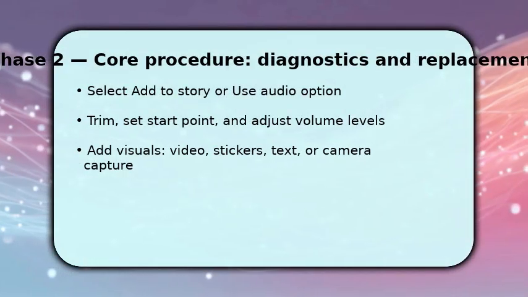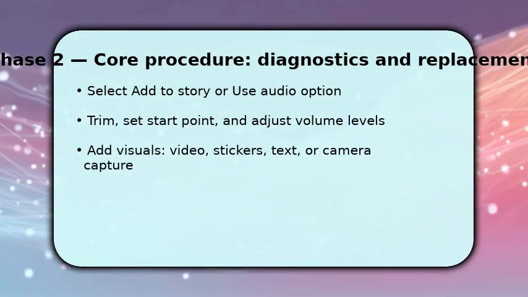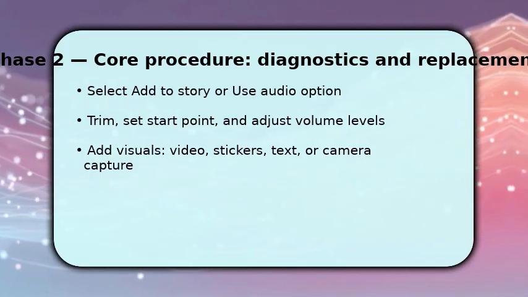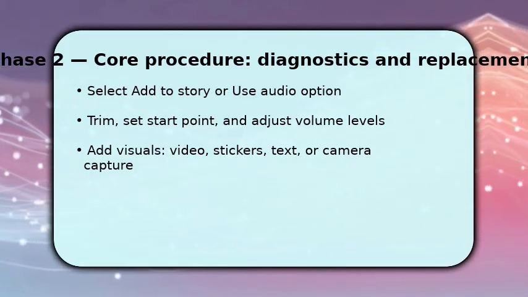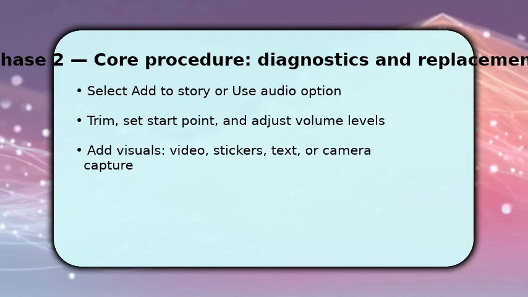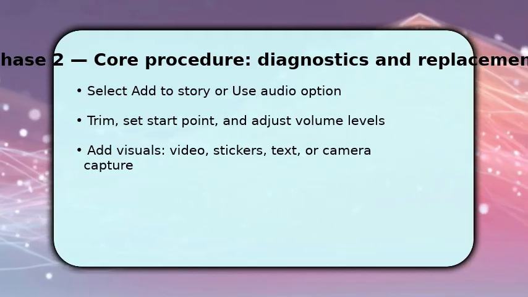Tap Add to Story or use audio to bring the sound into the Story Composer. This imports the clip with a selectable start point. Once in Composer, trim the audio to the desired segment and adjust the volume. Music versus original post audio, so your voice or effects balance correctly.